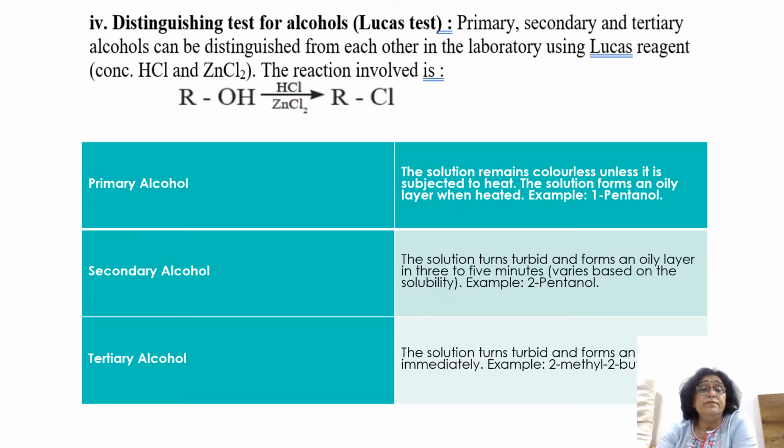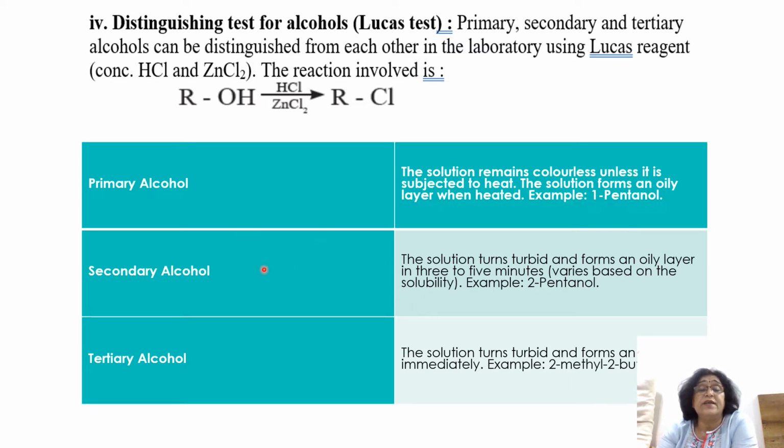Now, distinguishing test for alcohols, Lucas test. That means this anhydrous zinc chloride and concentrated HCl, their mixture is Lucas reagent. When it is added to alcohol, alkyl chloride is obtained. So this test is actually the distinguishing test between primary, secondary and tertiary alcohol. When in three test tubes you take primary, secondary and tertiary alcohol and add this Lucas reagent, then in the tertiary alcohol the turbidity appears immediately. Okay, so tertiary alcohol, you get 2-methyl 2-butanol.